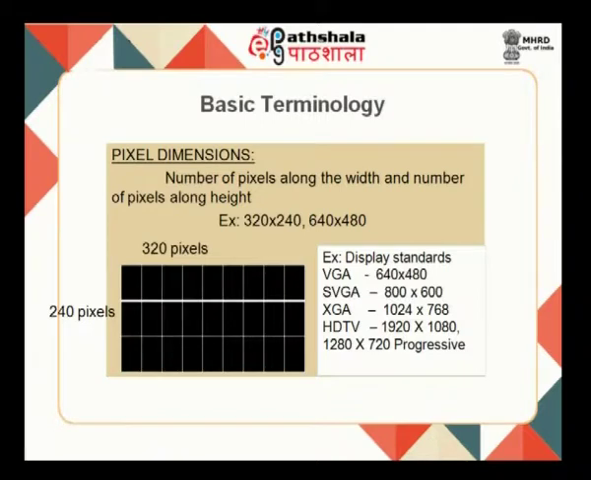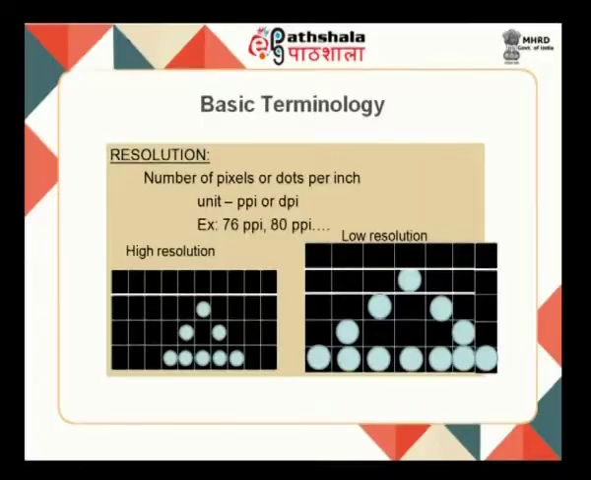Another standard for HD itself: there are two standards, one is 1920 by 1080, the other is 1280 by 720, and we call it progressive. We will learn more about what is actually progressive and other details later. So, as we have learned, pixel dimensions are the number of pixels along the width and the number of pixels along the height.